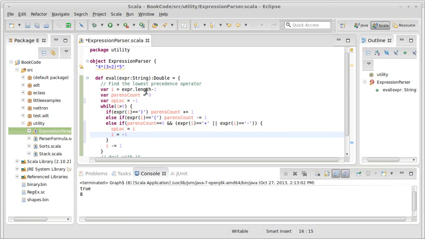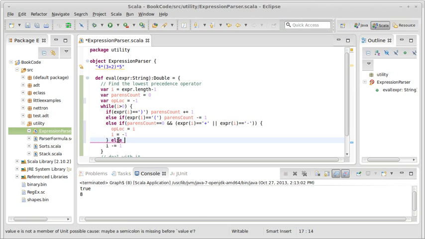Because it turns out that the way we're writing this code, the first plus or minus that I see that is not in parentheses, I automatically know is the lowest precedence operator. I don't need to keep going. So I want something that's going to cause this while loop to break out right there immediately.